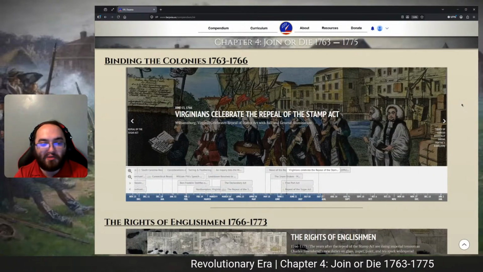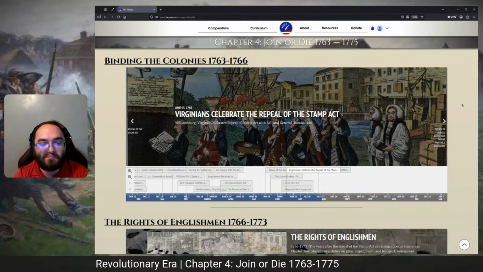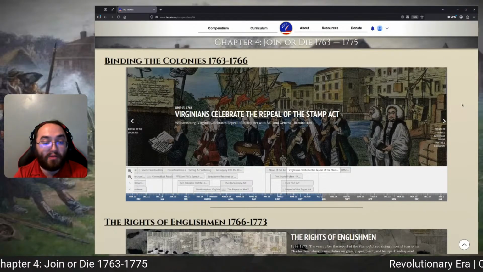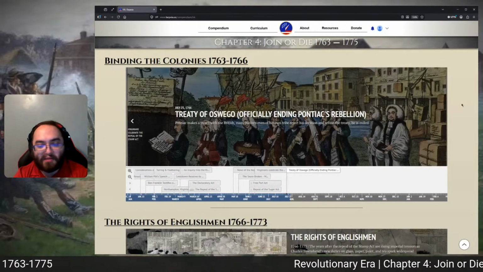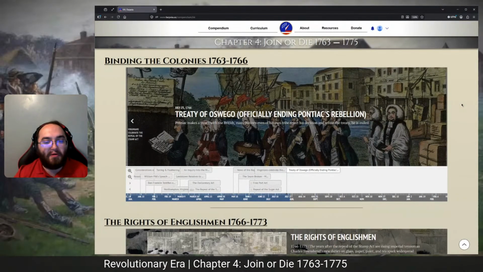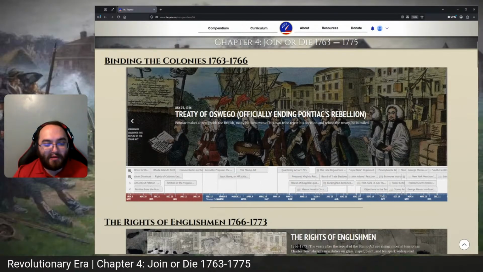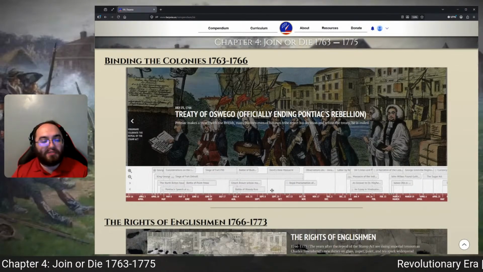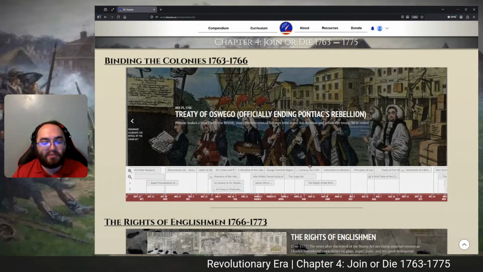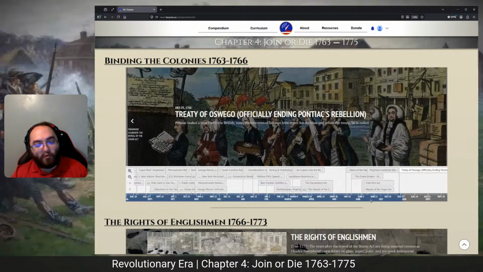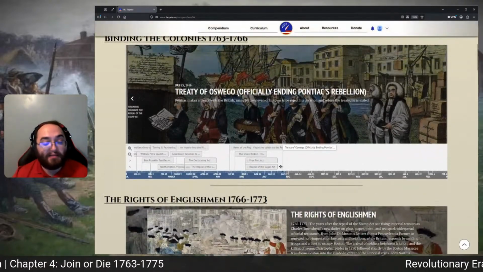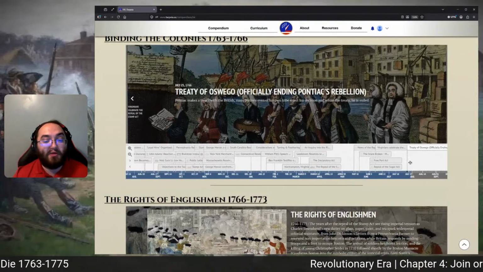Virginians will hold a celebration with a ball and general illumination in Williamsburg, Virginia. And then you have the Treaty of Oswego, which officially ended Pontiac's rebellion. So everything that began at the start of this section, which is Pontiac's rebellion, but also the Sugar Act and the Currency Act, these are now resolved at the end of this section. And it's resolved at the end of Rockingham's prime ministership.